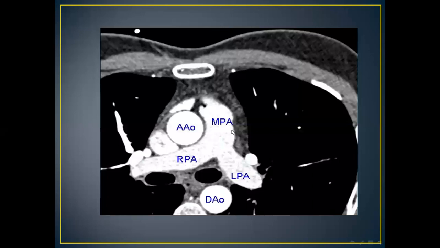On CT axial image, CT pulmonary angio, this is the ascending aorta, this is the descending aorta, and this is the main pulmonary artery, which divides into right and left.